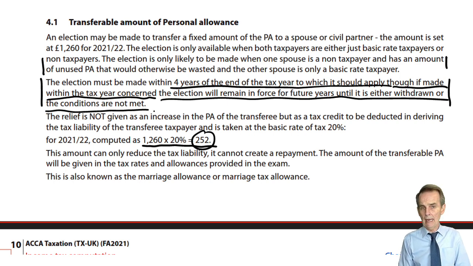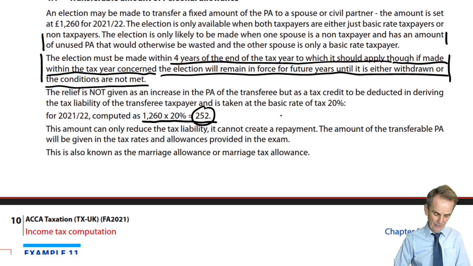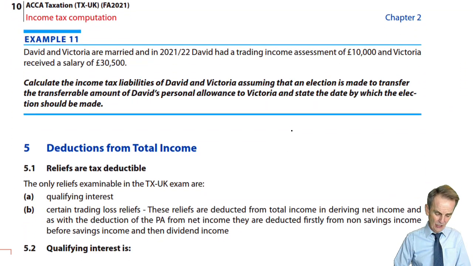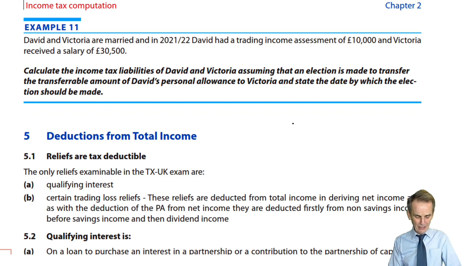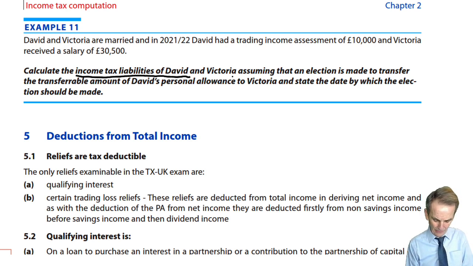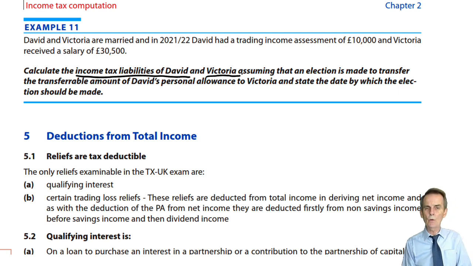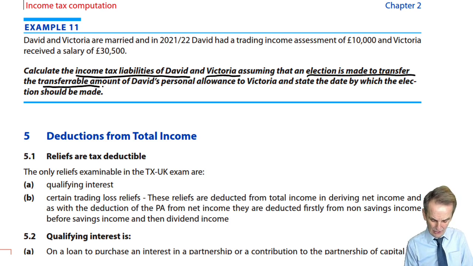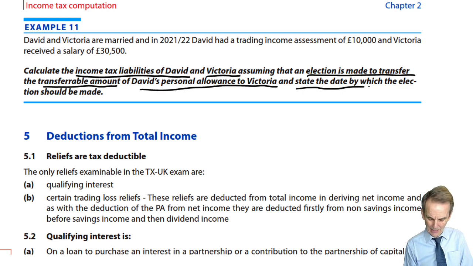Okay, what we need to do now, therefore, is just to practice that. And there we go. We have example 11, where we can see that the requirement is longer to read than the actual question itself. But what are we expected to do? We've got to calculate the income tax liabilities of David and Victoria. Ooh, there's a famous couple from years gone by. Assuming that an election is made to transfer the transferable amount of David's personal allowance to Victoria, and state the date by which the election should be made.